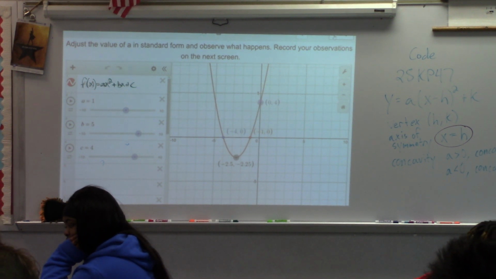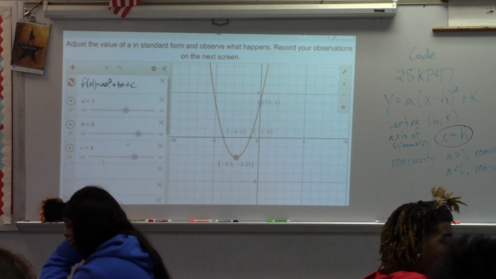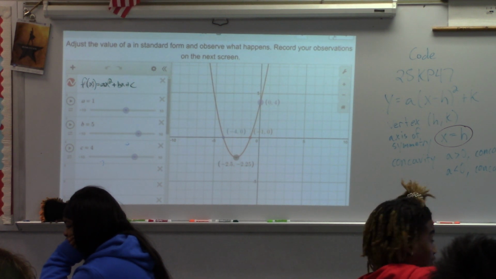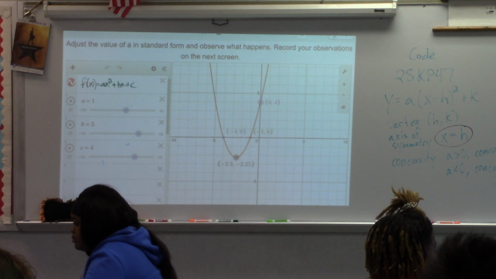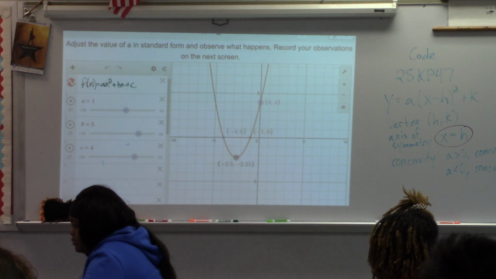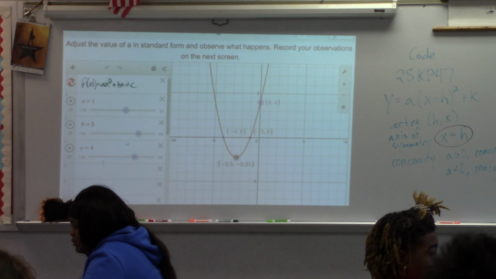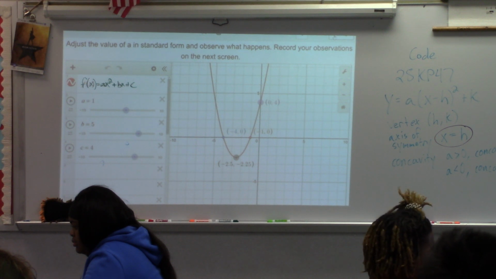When the A is positive? Yeah. So adjust that value of A. See, you have a positive A right now. When the A is positive, how would you talk about that parabola? It's what? Okay, and the term is concave up.